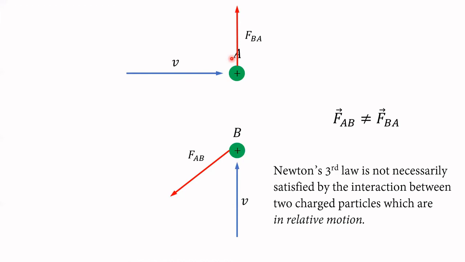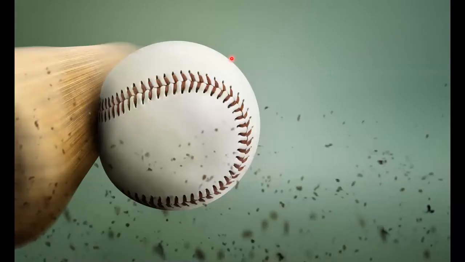So to summarize, it is not necessarily satisfied by the interaction between two charged particles which are in relative motion. That's the key. If they're moving with respect to each other, things get more complicated. However, in this class, mechanics, we typically don't have to worry about that because we're talking about macroscopic objects colliding with each other, rigid objects or mostly rigid objects, which involve contact forces.